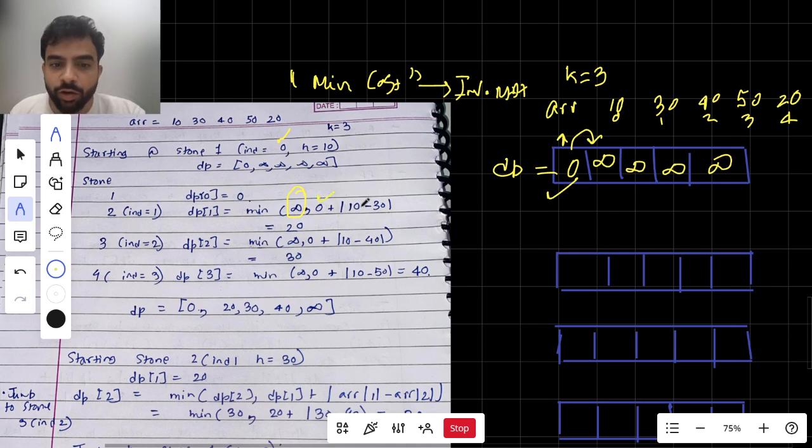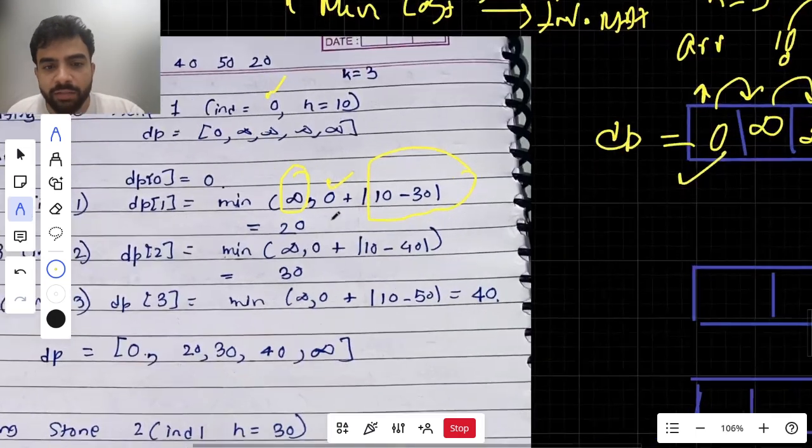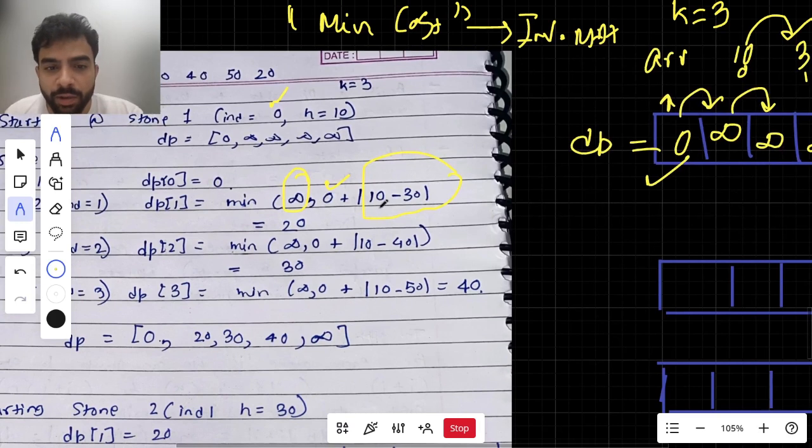Okay, I'm taking the jump of 0 comma the cost at my particular position. The cost at my particular position is 10. From 10, I'll be making a move till 30, as 30 will be my nearest stone, right? That is the reason I'm taking a difference of 10 minus 30. So when I see a difference of 10 minus 30, I'm getting infinity comma 20.